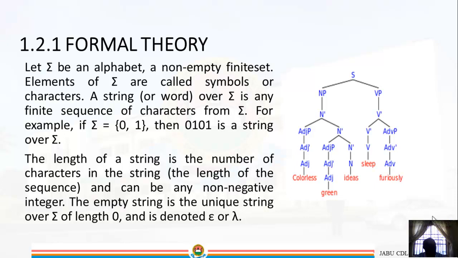For example, if E is representing {0, 1}, then 0101 is a string over E. So that's the length of a string, the number of characters in the string. The length of the sequence can be any non-negative integer. The empty string is the unique string over E of length 0. So the empty string always has a length of 0, which is denoted as epsilon or lambda, as the case may be.